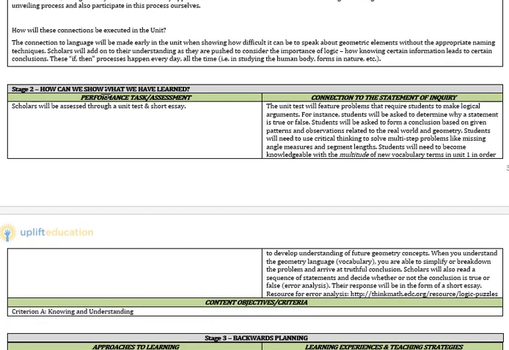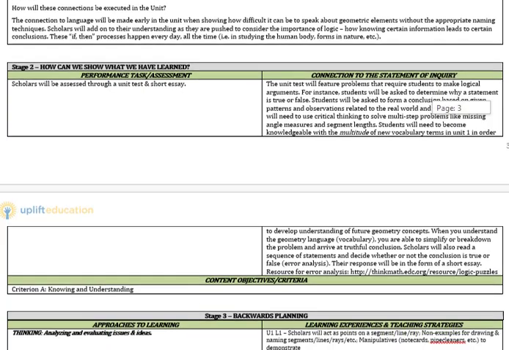How will these connections be executed in the unit? You guys can read this yourselves. Essentially, this is going to be up to you how you execute it because you guys all have your own flair. But that's just an idea for you in that paragraph.